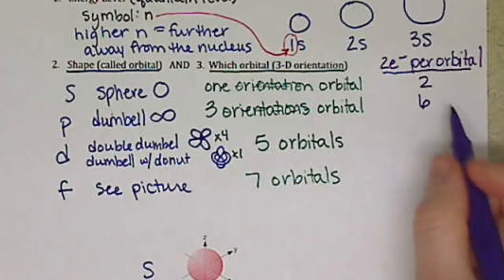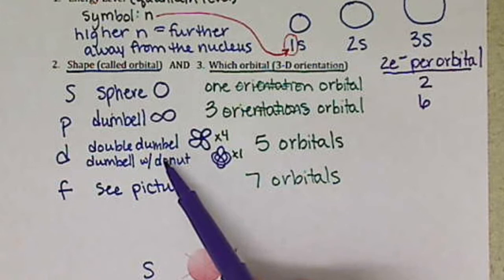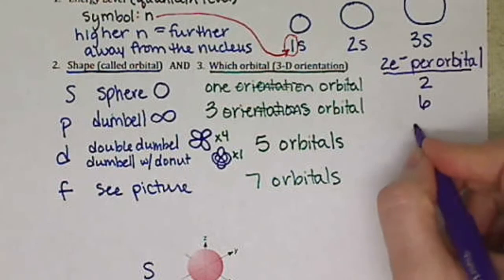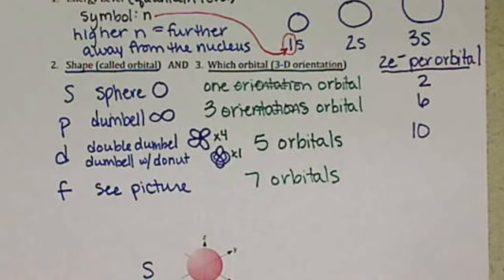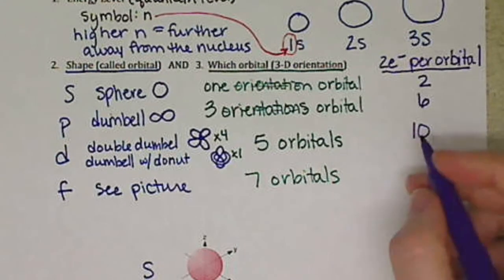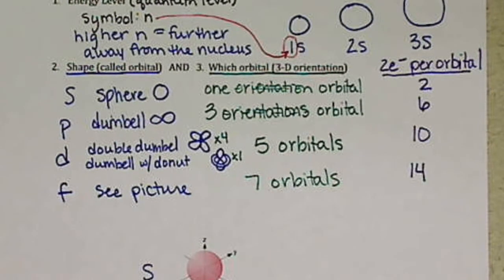More about that later. We have 5 orbitals that are of the D shape, so either the double dumbbell or the dumbbell with a donut. 5 orbitals, 2 electrons each. We can have 10 electrons in the D orbitals. 7 orbitals for the F shape, so we have 14 electrons can be in the F orbitals.